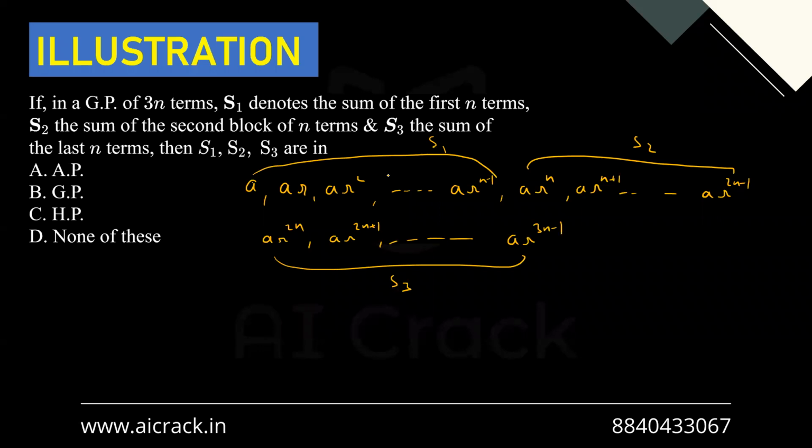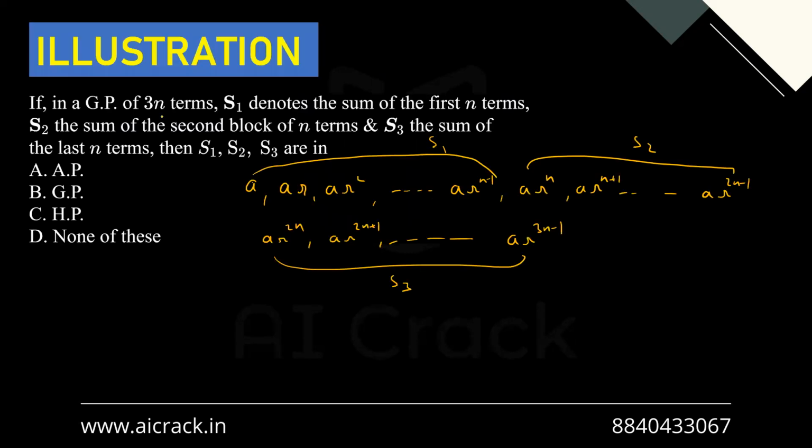So let's find out the S1 value. The summation of this first series is S1. So in this case, the first term is A, common ratio is R. So we'll use the basic formula: A times 1 minus R raised to power the number of elements, divided by 1 minus R.